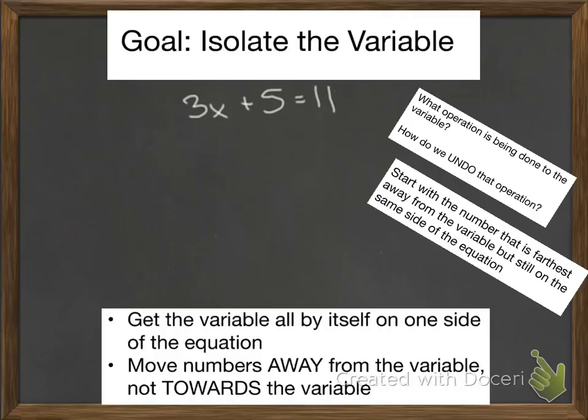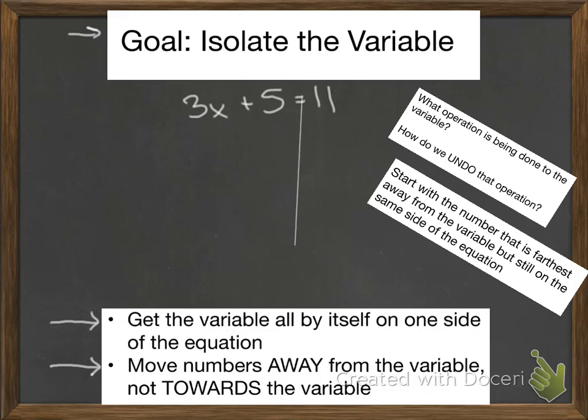Let's get started. First of all, we always need to keep in mind our goal anytime we're solving an equation. Our goal is to isolate the variable. What does that mean? What does it mean to isolate the variable? That means that we need to get the variable all by itself on one side of the equation. That means that we're going to be moving numbers away from the variable, not towards the variable.